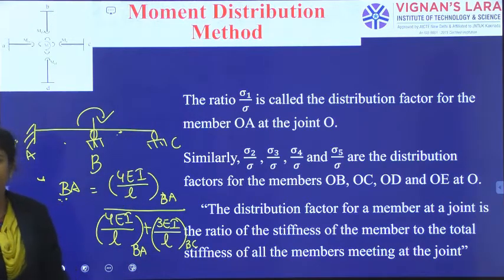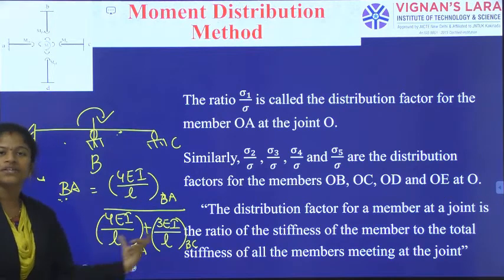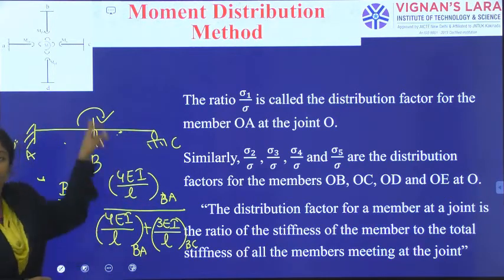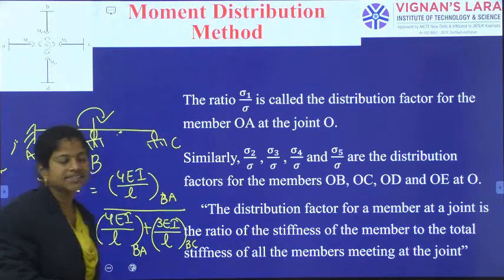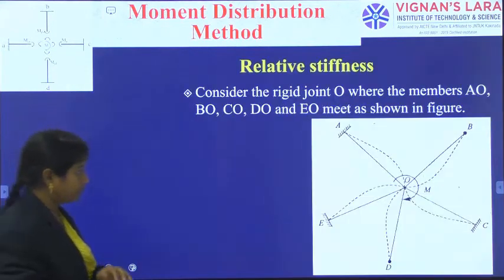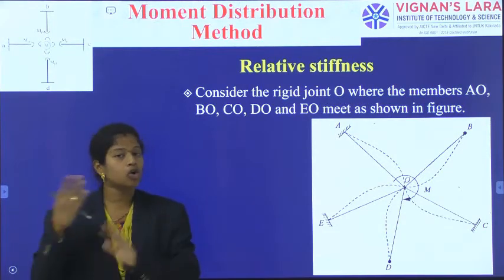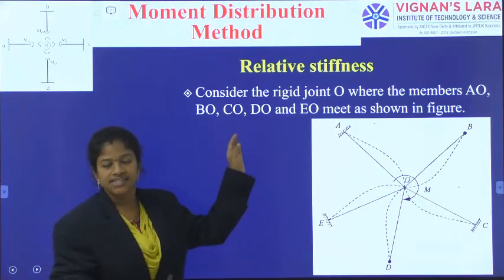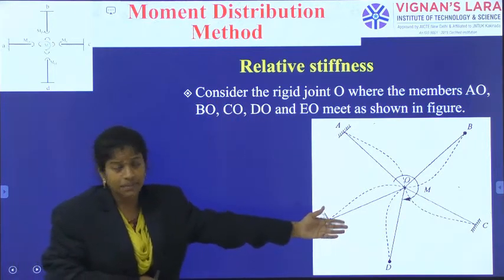We have already evaluated, right? So, stiffness of the particular member by stiffness of the total members which are connected at the joint. That is the definition for the distribution factor. Now, the term relative stiffness may not be so useful, but will be useful for generating a tabular form. Further, again I am taking the same example.